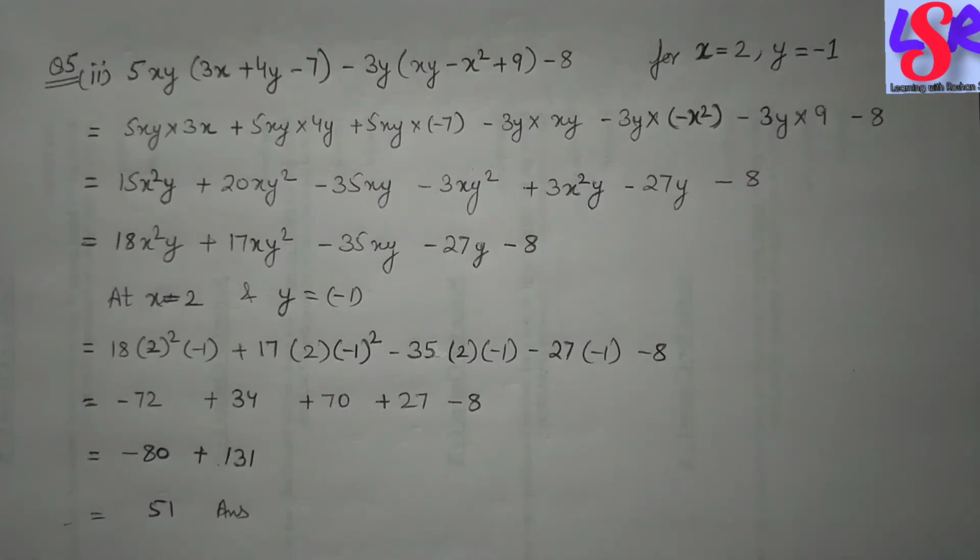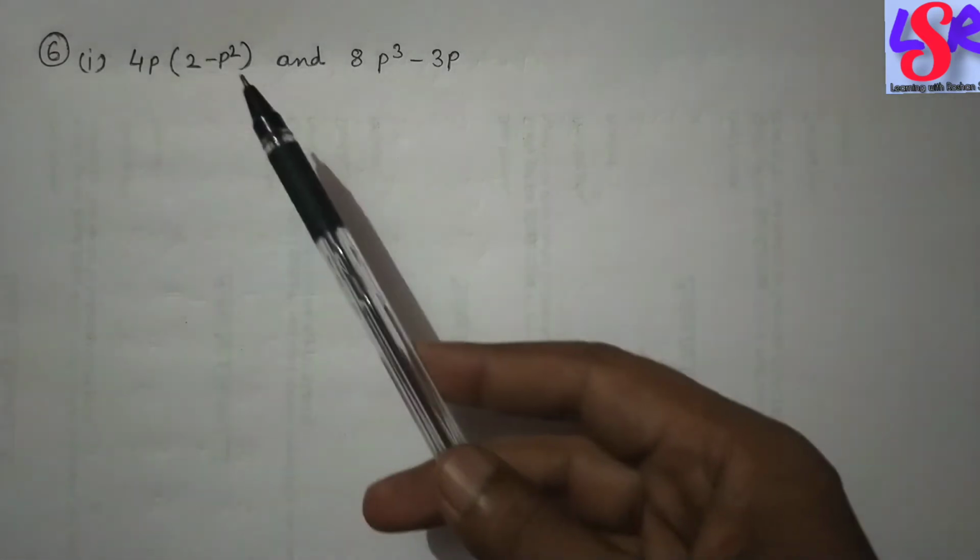Now let's move to the next question. That is question number 6. And here we get question number 6, first part. We have to add both of the expressions. So very first of all, we are going to open the brackets and then proceed for addition.